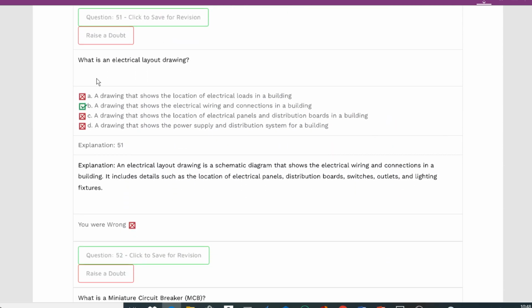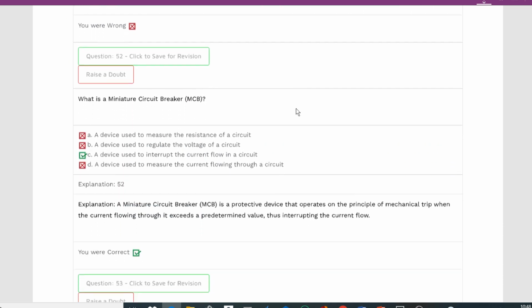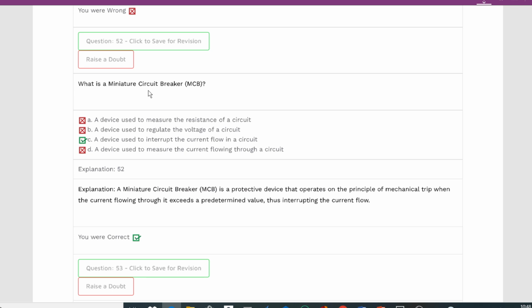Now what is an electrical layout drawing? So an electrical layout drawing is a drawing that shows the electrical wiring and connections in a building. Now what is MCB? MCB means miniature circuit breaker. So here a device used to interrupt the current flow in a circuit is an MCB.